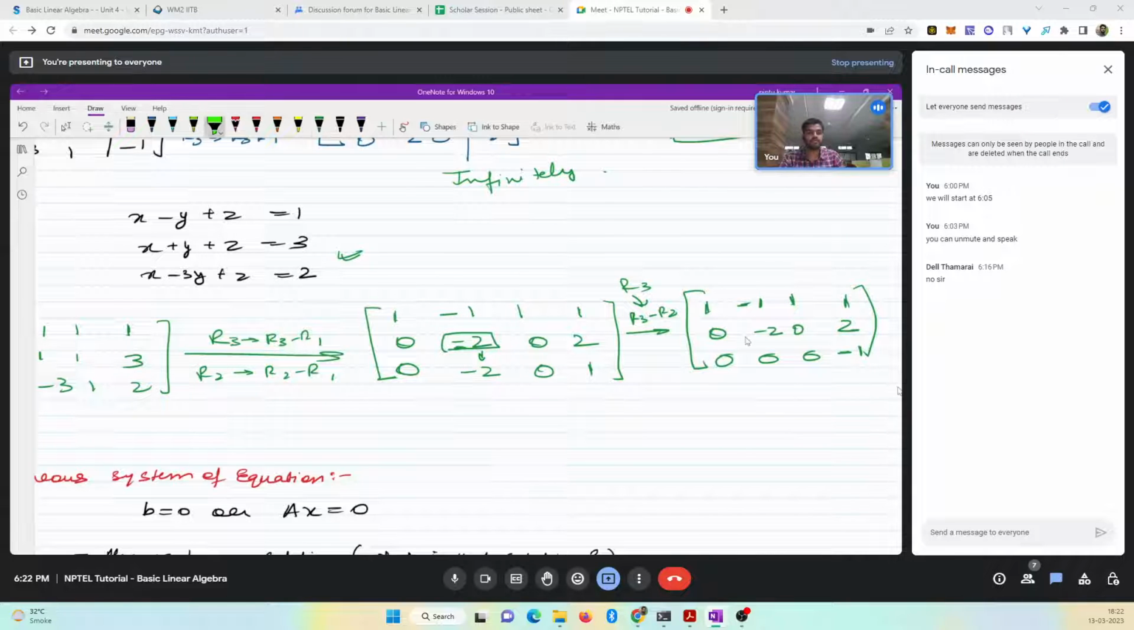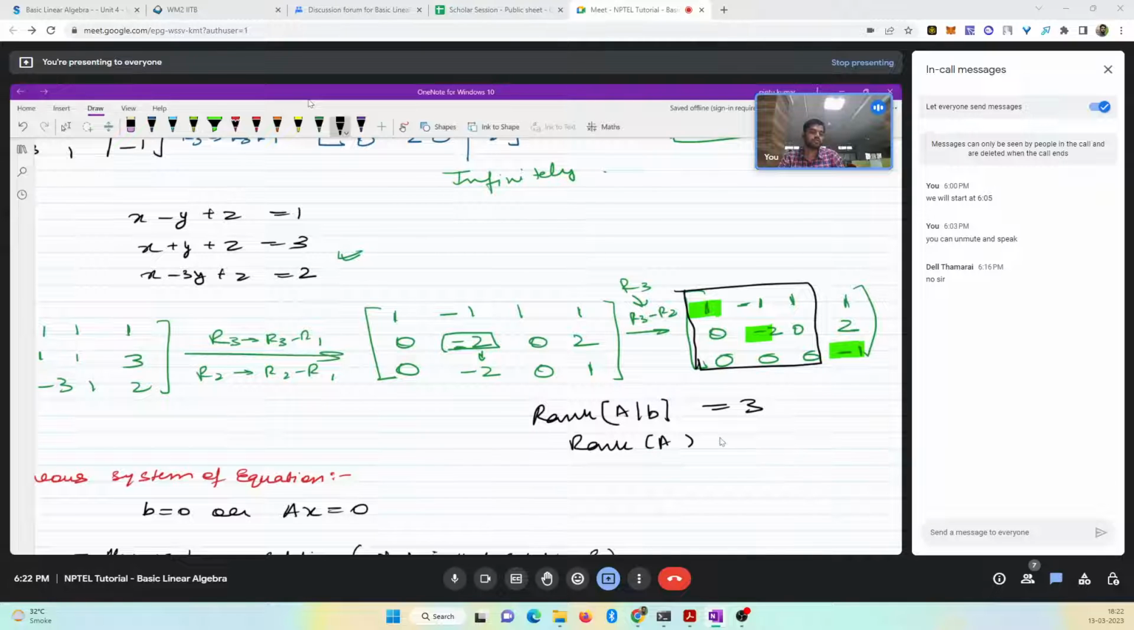Now, if you look at the pivot elements, we have got 3 pivot elements. So the rank of A augmented with B is 3. Now, if you look at just the A matrix, within the A matrix you got just 2 pivot elements. So what is the rank of A? 2. So these two are not the same, so the system doesn't have a solution. Okay, so no solution. Is this clear to everyone? Does anybody have any doubt?